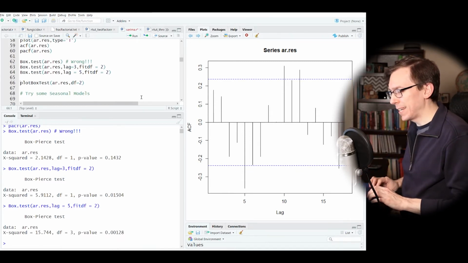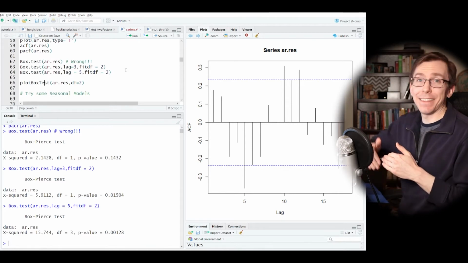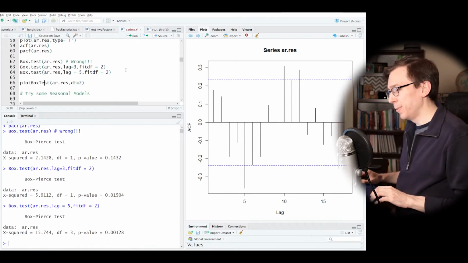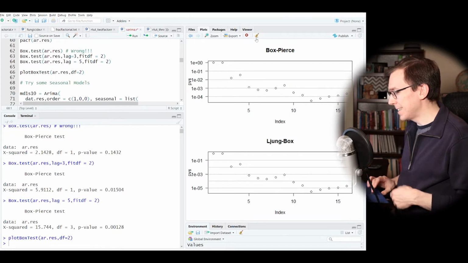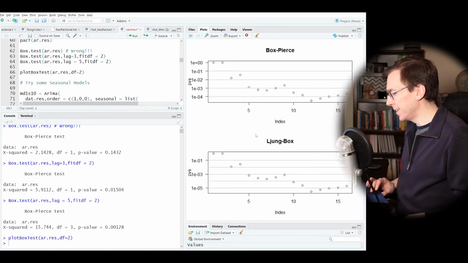But before we're done, we can use that function that I wrote at the top of this R file, which is called plotboxtest. If I give it the residuals and the number of degrees of freedom to decrement, then what it does is it plots both the Box-Pierce p-values and the Ljung-Box p-values.